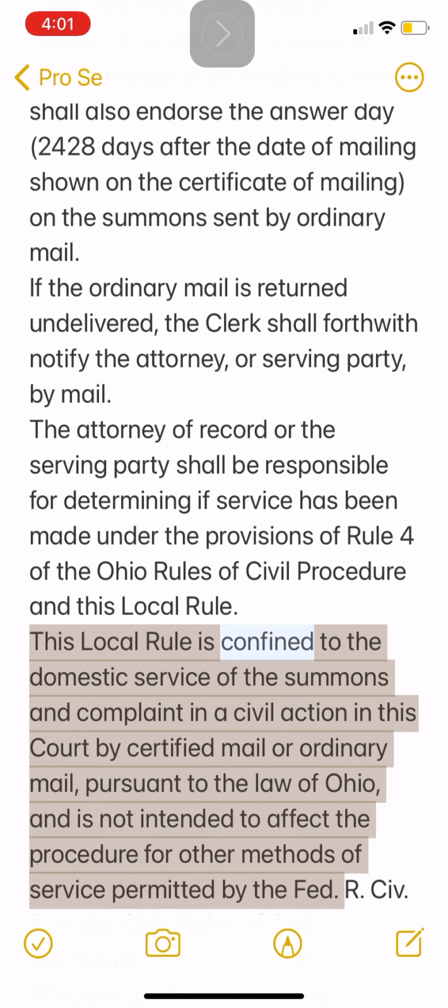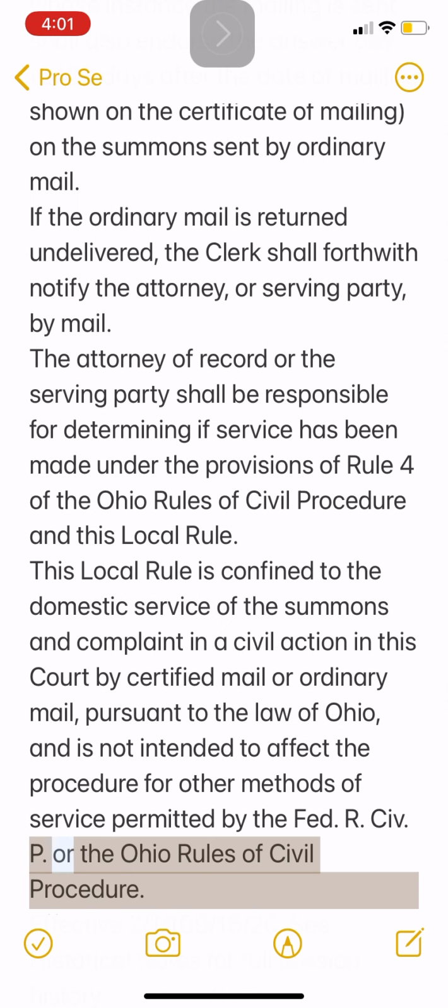This local rule is confined to the domestic service of the summons and complaint in a civil action in this court by certified mail or ordinary mail, pursuant to the law of Ohio, and is not intended to affect the procedure for other methods of service permitted by the Fed. R. Civ. P. or the Ohio Rules of Civil Procedure. Effective 2.